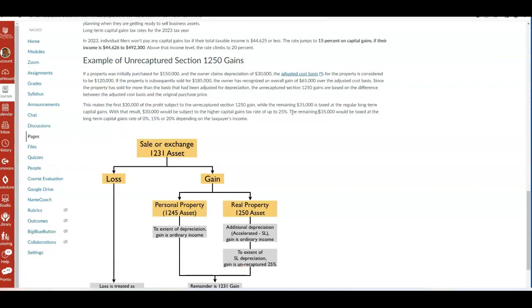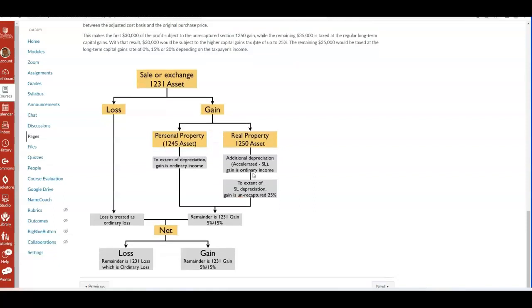The remaining $35,000 would be taxed at the long-term capital gain rate of either 0, 15, or 20, depending on the taxpayer's income. Okay, now watch this one. Let's go here so we can kind of look at it.